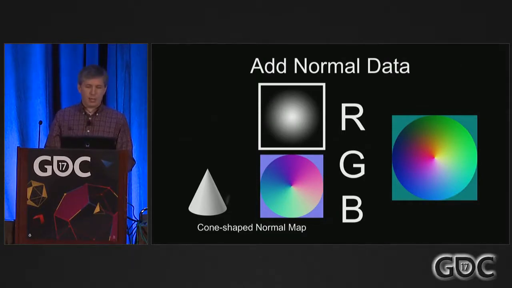And I'm going to take my gradient and put it into the red channel of my texture. And I'm going to take the X and Y of my normal map and put it into the green and blue channels of the texture.